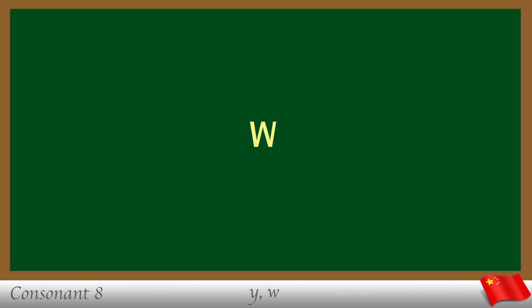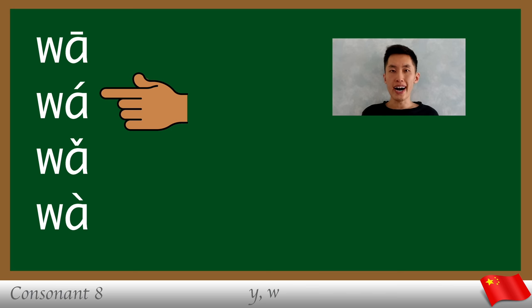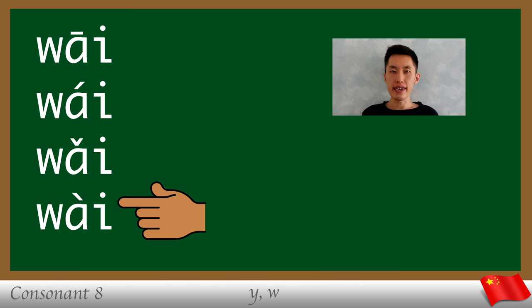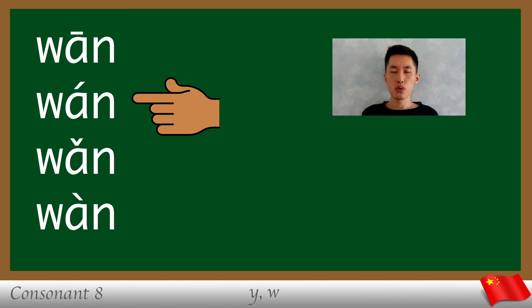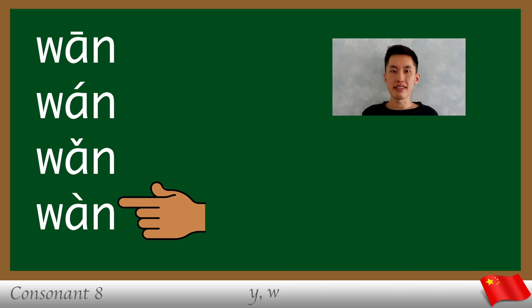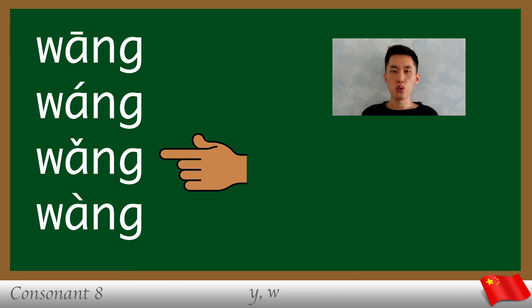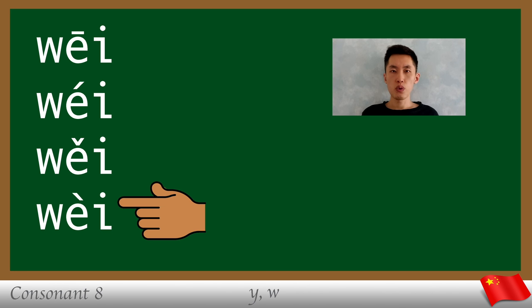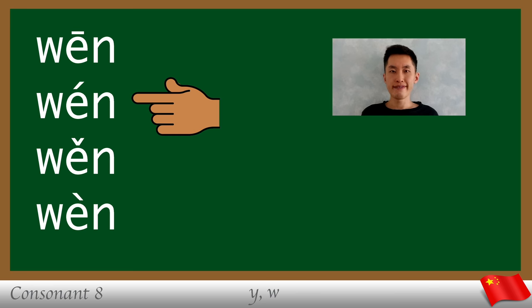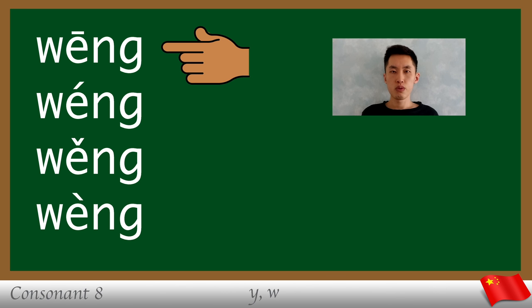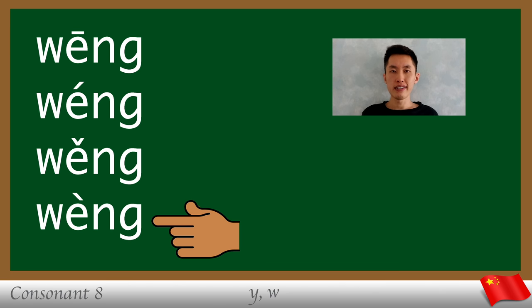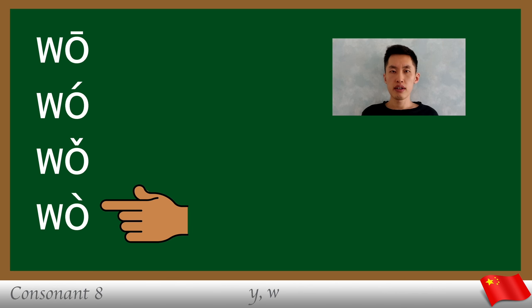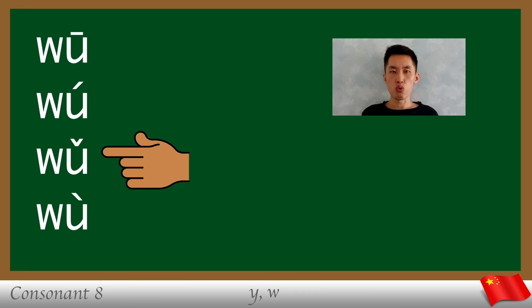Pronunciation of wu. Wa, wai, wan, wang, wei, wen, weng, wo, wu.